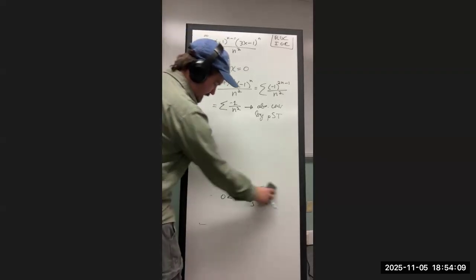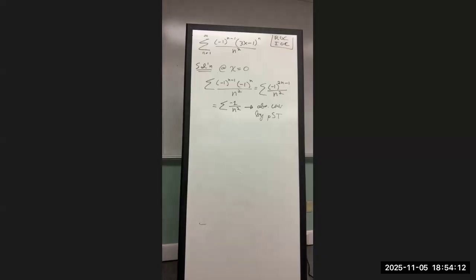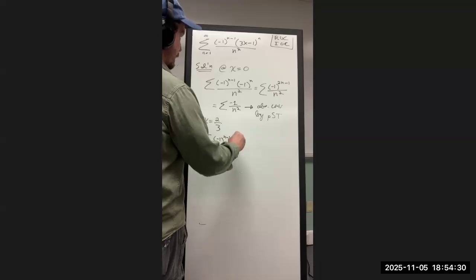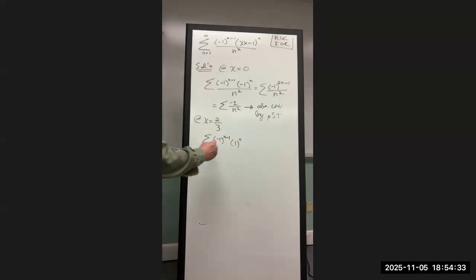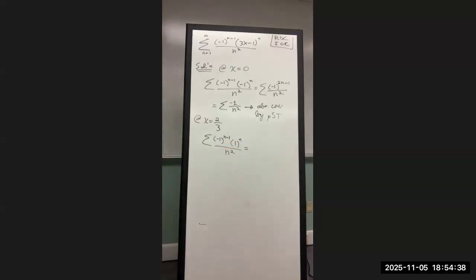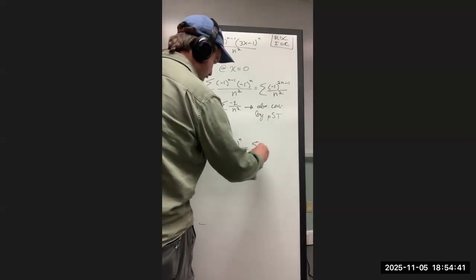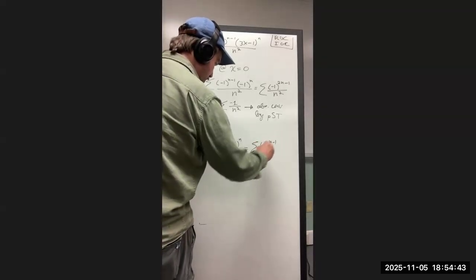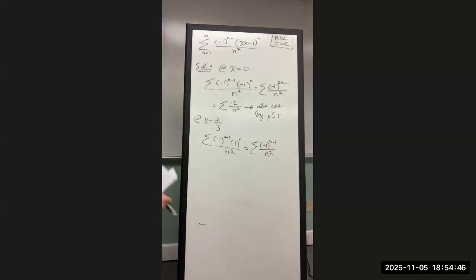All right, so then I need to check 2/3. That's one endpoint checked. Let's check x equals 2/3. And when we do that, what does our series turn into? It turns into -1 to the n minus 1 and 1 to the n when we plug in 2/3. And so that's just going to equal -1 to the n minus 1 over n squared.